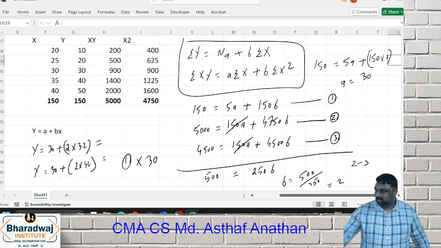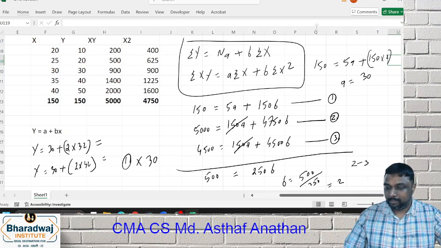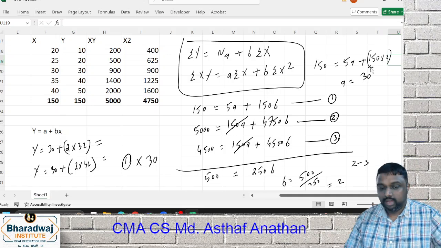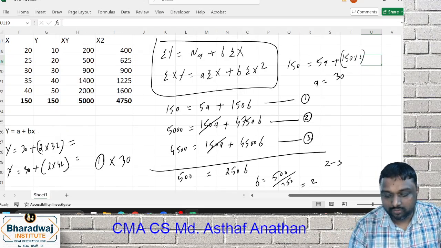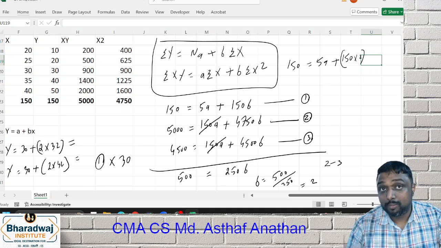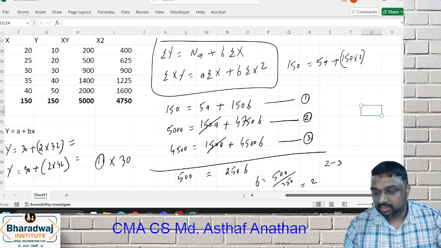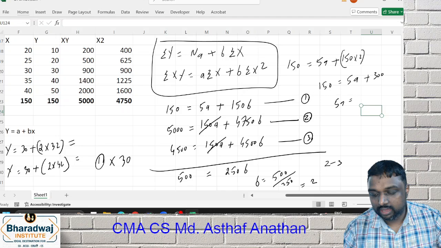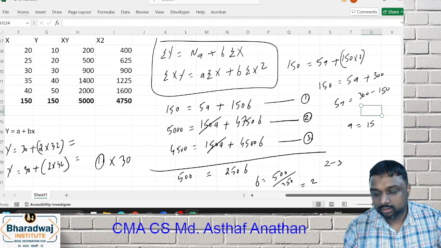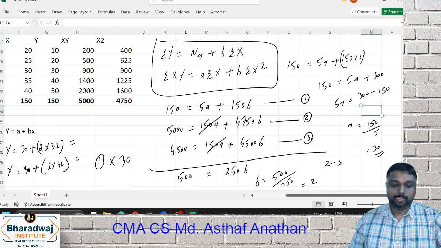All of you are clear? Shall I repeat? This is the maths formula. Yes, if I want, I will repeat once again. This is your formula, 150. So for the benefit of non-math students, I will repeat once again. See what you will get now. If you do this, 150 is equal to 5a plus 300. So you will get 5a is equal to 300 minus 150. A is equal to 150 by 5. You will get what? 30.